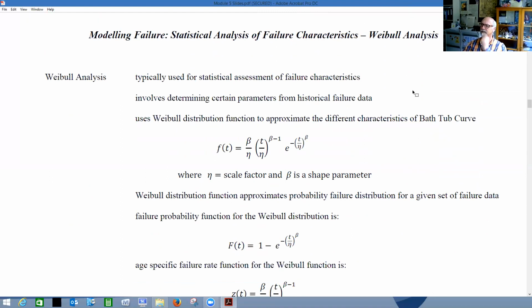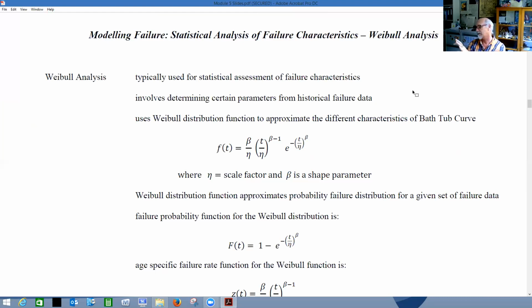So, modeling failure: the statistical analysis using the Weibull analysis, and again, this is one technique. This analysis is typically used for statistical assessment of failure characteristics. It involves determining certain parameters from historical failure data, and that's why you have to accumulate this data and keep track of it, for specific items and also for specific equipment, whether it be a haul truck or an air filter. Then this is the kind of mathematical distribution that you get: that curve f(t) equals beta divided by eta, that expression there. It looks very complicated, but you can model that.